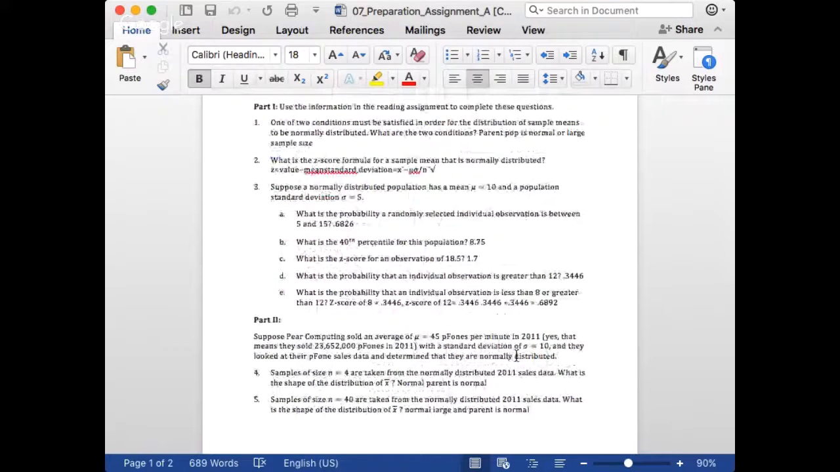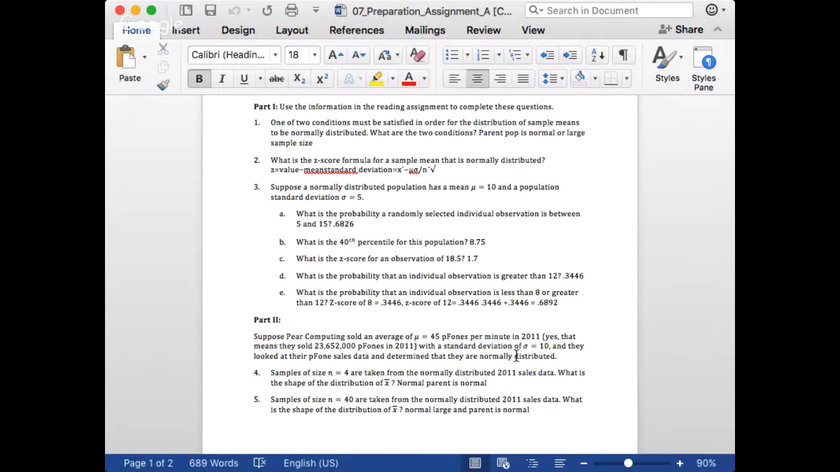Suppose Pair Computing saw an average of mu equals 45 P phones per minute in 2011, which means it sold 23,652,000 P phones in 2011. The standard deviation is 10, and they looked at the P phone sales and determined they are normally distributed.